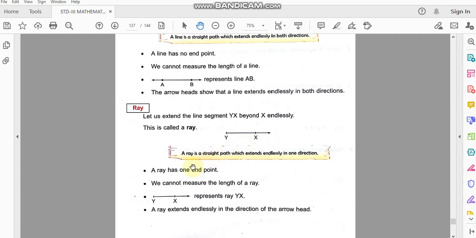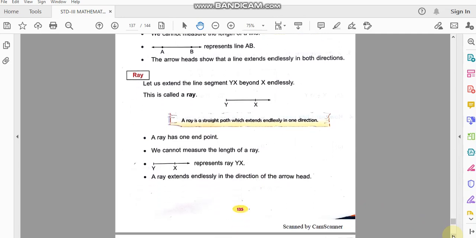Like the sun's rays, they are also examples of rays. It starts from the sun and continues to go endlessly in one direction. So a ray has one end point. We cannot measure the length of a ray and YX represents a ray. So YX, why? Because we have started from Y and towards X it is moving endlessly. So always we'll write Y first and then X. A ray extends endlessly in the direction of the arrowhead. Just now we have discussed this.